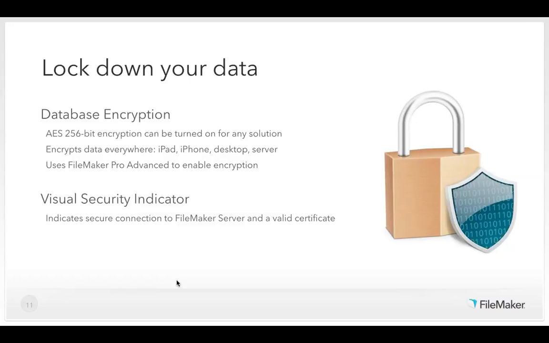It's very strong AES 256-bit encryption, so you can feel confident that your data is secure. Speaking of security, I mentioned earlier that FileMaker supports the ability to encrypt data when it's moving over the wire between a client and a server, but how do you know? In FileMaker 13, we've added a visual security indicator.